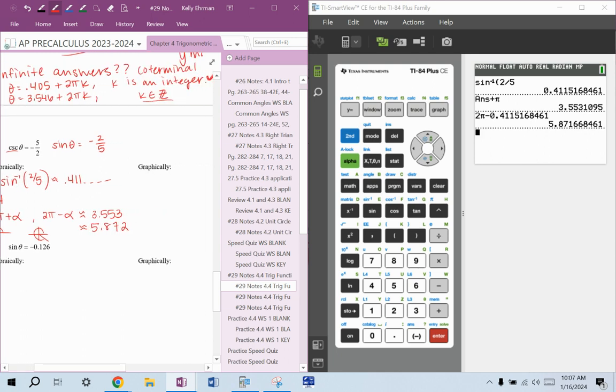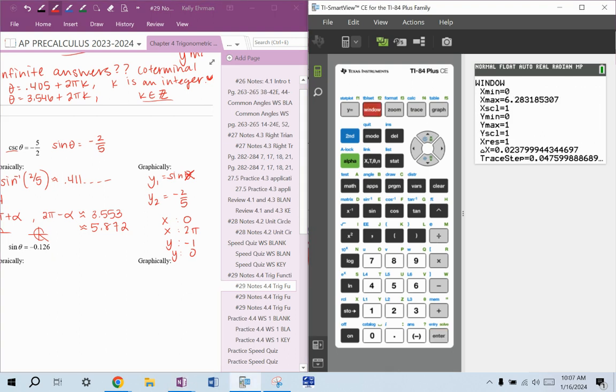What about graphically? What if I want to do this graphically? You can't type in cosecant. So again, do this. Y1 is sine theta, or x. Y2 is negative 2 fifths. The x window is going to go 0 to 2 pi. What about the y values? I only need to capture negative 2 fifths. So the minimum would be negative 1 and the max would be 0, or you could do negative 1 to 1 or whatever. So 0 to 2 pi is already in there. Change the minimum to negative 1, max to 0, and let's graph.